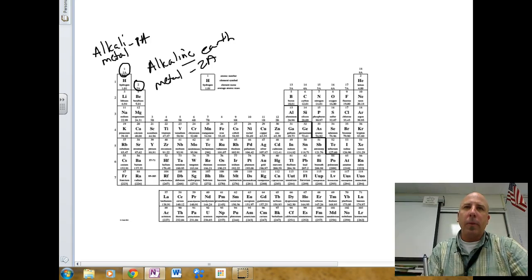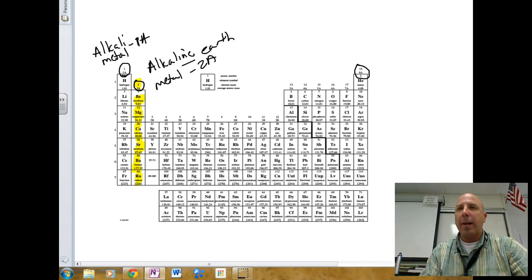Those are in 2A. So everybody in group 2A, alkaline earth metal: beryllium, magnesium, calcium, strontium, barium. Those are our alkaline earth metals, group 2A. Okay, I'm going to kind of skip across the periodic table and then we'll come back to the center. And let's go over here to the other side.